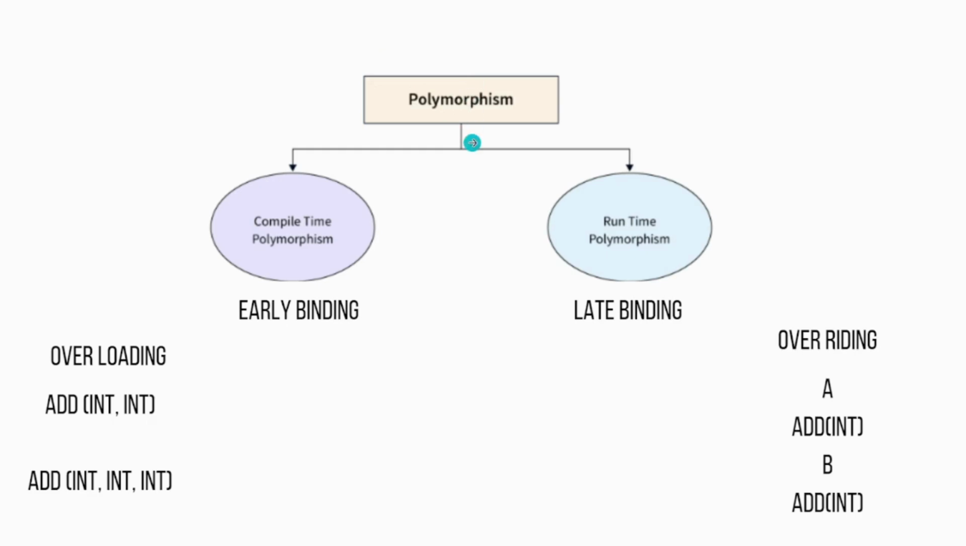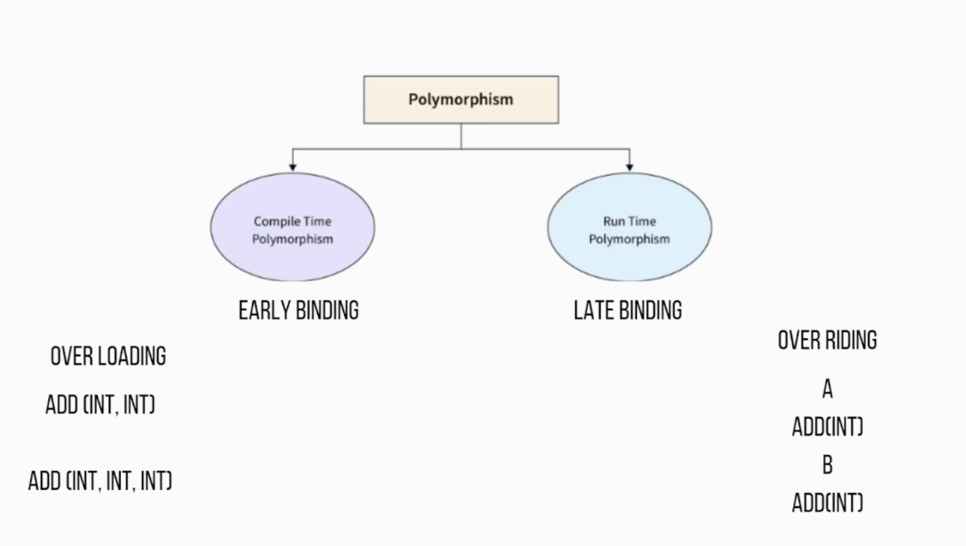This polymorphism is divided into two types: compile time polymorphism and runtime polymorphism. It is also otherwise known as early binding and late binding. Compile time polymorphism is something which knows during the compile time which has to be executed, whereas runtime polymorphism is something which knows only during runtime which particular thing has to be executed.